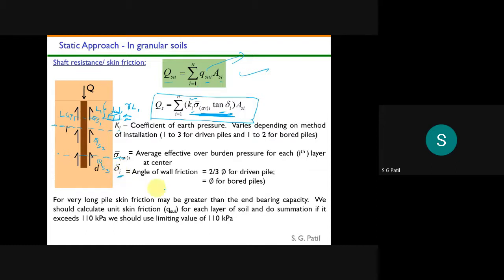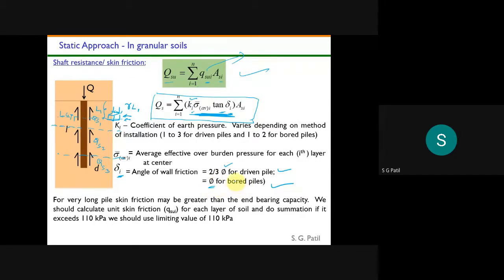Usually the angle of wall friction will be two-third of your friction angle for driven piles, or you can take it equal to phi value for bored piles. If you have a bored pile, you take phi value equal to phi value, or if you have a driven pile, then two-third times phi value you have to take. Okay. So why am I reducing the phi value here? Why am I taking full phi value in the bored pile?